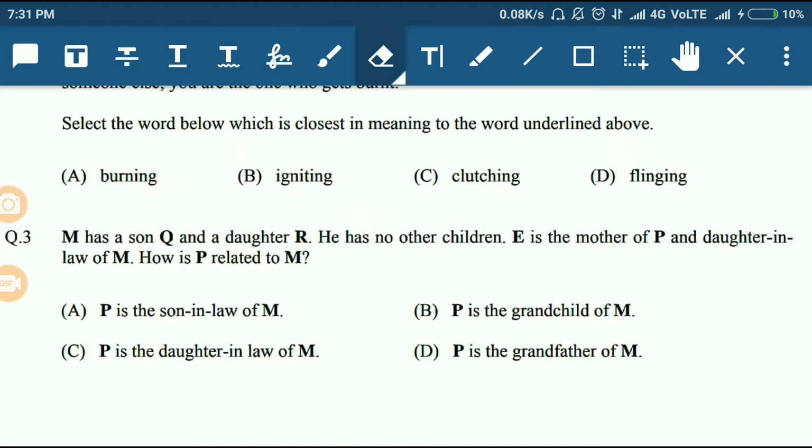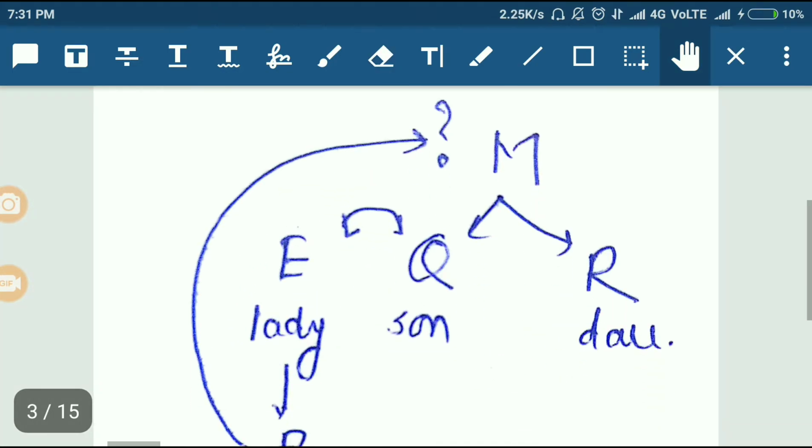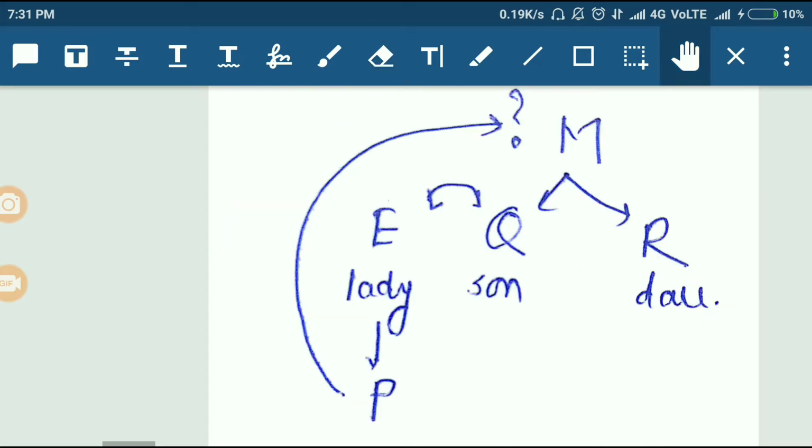E is mother of P and daughter-in-law of M. How is P related to M? For this question, I've already drawn this type of diagram. So M has son Q and daughter R. E is wife of Q, since M has only one son, and E is the daughter-in-law of M, so she must be wife of Q. It is given that P's gender is not mentioned, but P is the child of E. So from this we can state that P is grandchild of M. We cannot state the gender over here.